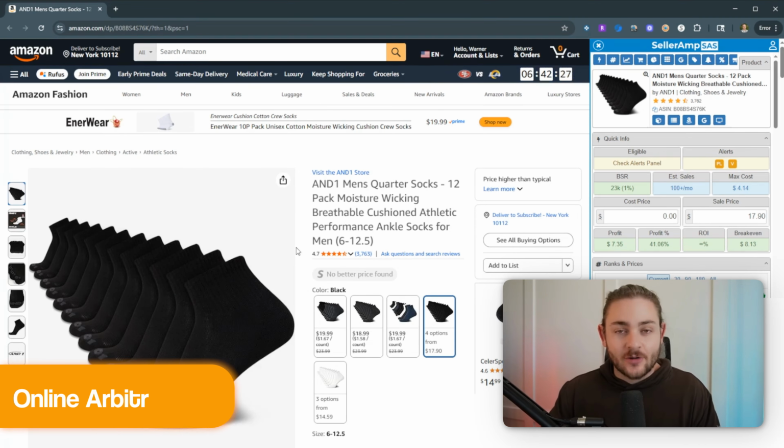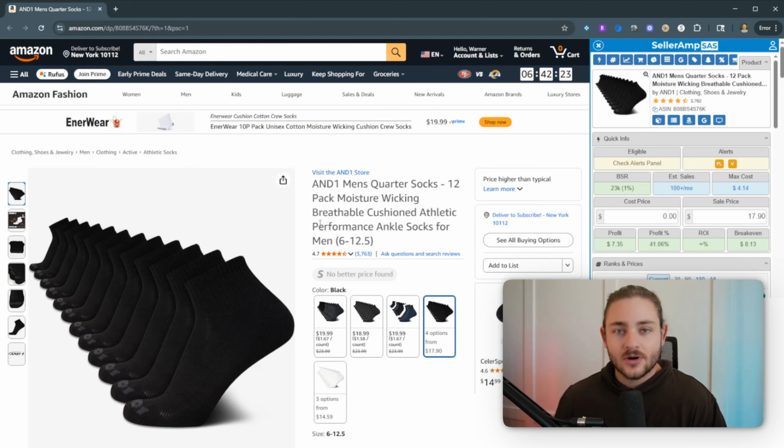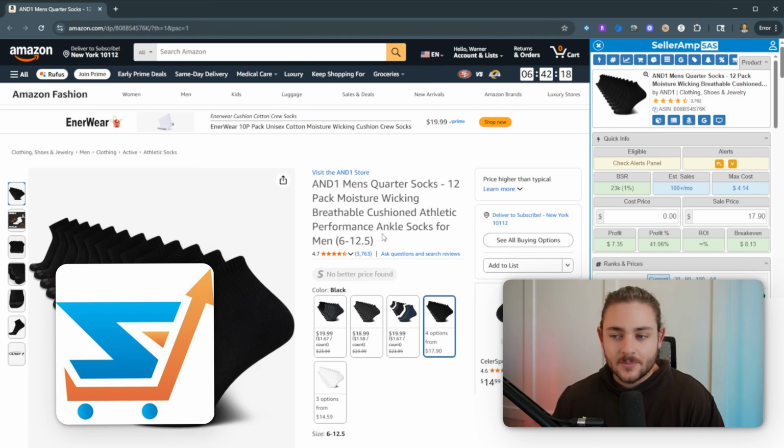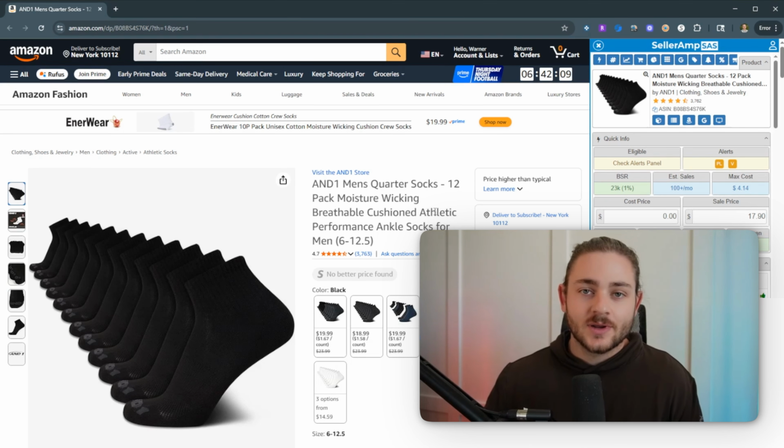This is online arbitrage if you're brand new to the Amazon space, and it's all gonna start by using the same product research tools that we'll use to find products in store, primarily going to be SellerAmp for sourcing profitable items. And what I want to do is go ahead and just start on an example of a product that is sold by resellers, right? That's all we need to start doing online arbitrage.